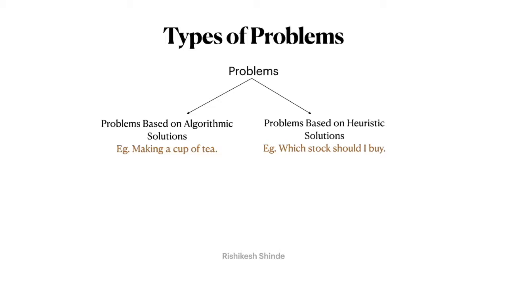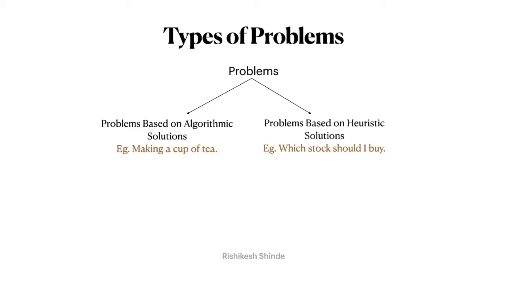Second type of problems are problems based on heuristic solutions. There are some problems that cannot be solved by just following certain actions. In solving such problems, critical decisions have to be made. Sometimes we need to follow the process of trial and error. The solutions that cannot be reached through a direct set of steps are called heuristic solutions.